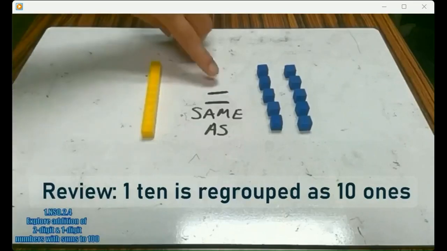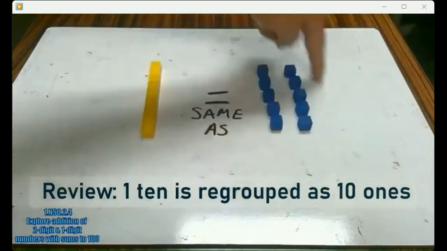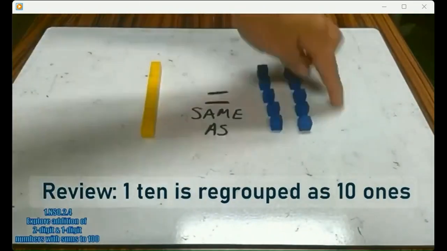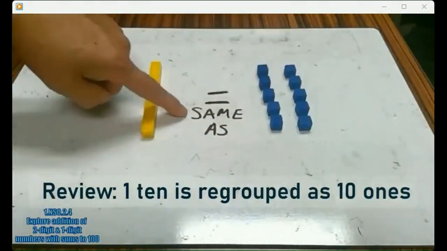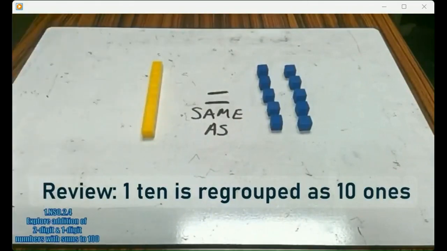Start by reviewing the concept of making a 10. 1 ten is the same as 10 ones, and 10 ones is the same as 1 ten. This will be key as we explore the regrouping aspect.